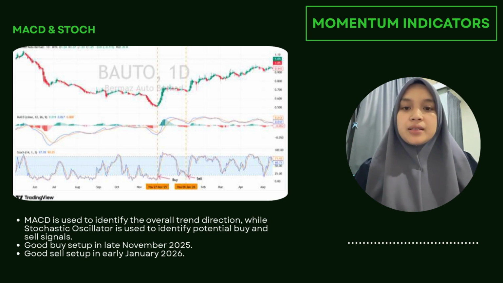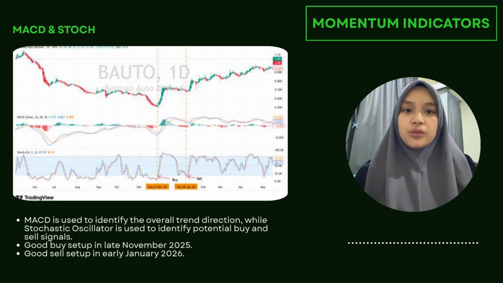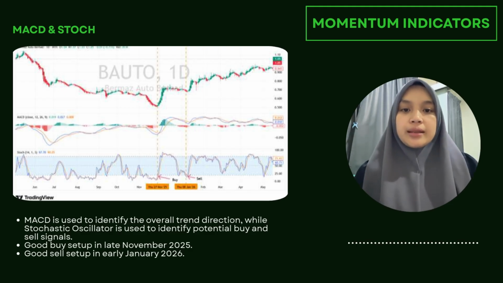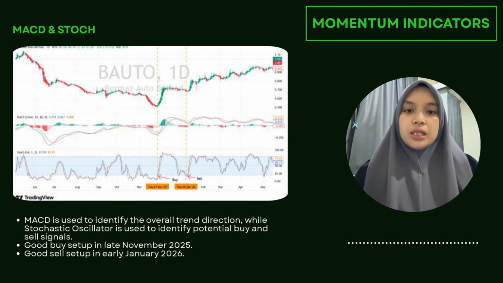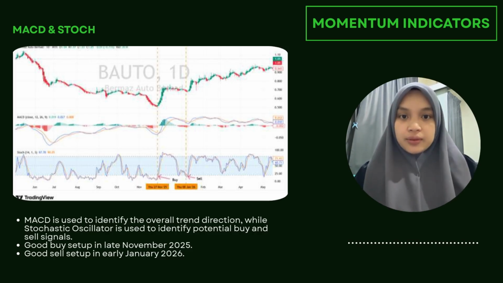Next are the MACD and stochastic oscillator indicators. The MACD is used to identify the overall market trend, while the stochastic oscillator helps to identify the potential buy and sell signals. The MACD generated a bullish crossover in late November 2025, providing a good buy setup. Meanwhile, the stochastic signaled when it entered the oversold region in early January 2026. Both indicators generate a sell signal as the stock became overbought. Although there may be short-term pullbacks, the overall trend remains positive.